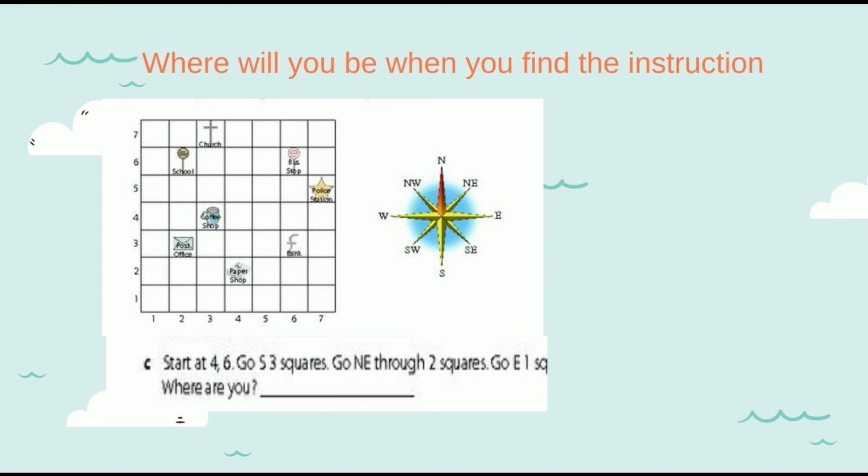So we're going down 1, down 2, we're now beside the coffee shop, and we're going down 3, and we are now on top of the paper shop. Okay, and it says go northeast through 2 squares. So if we're going northeast through 2 squares, we're going northeast 1, northeast 2. We are now below the bus stop and beside the police station. Then it says go east 1 square. And if we go east 1 square, we are now at the police station.